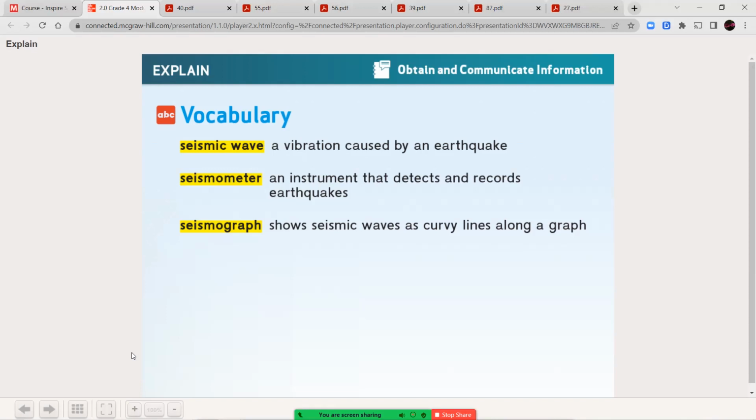A seismic wave is a vibration that's caused by an earthquake. A seismometer is an instrument or a tool that's used to detect and record earthquakes. And a seismograph shows the seismic waves as curvy lines along the graph.